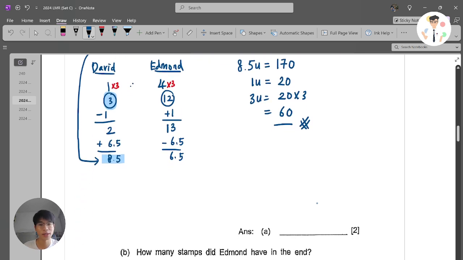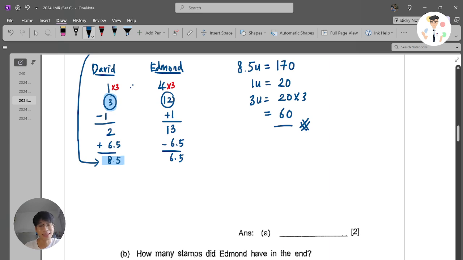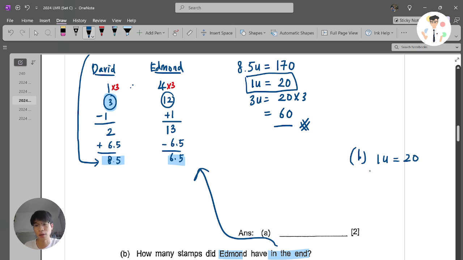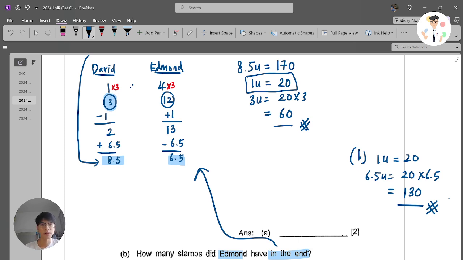Part B, the question asks, how many stamps did Edmund have in the end? So in the end is how many units? 6.5. In the end it is 6.5. So let me just write it down here to make it easier. I know now, again, 1 unit is 20. So 6.5 units will be 20 times 6.5, and the answer will be 130 stamps. And that will be my final answer for part B. I think it's kind of easy. As long as you have the big picture coming out here, then everything will be easy.